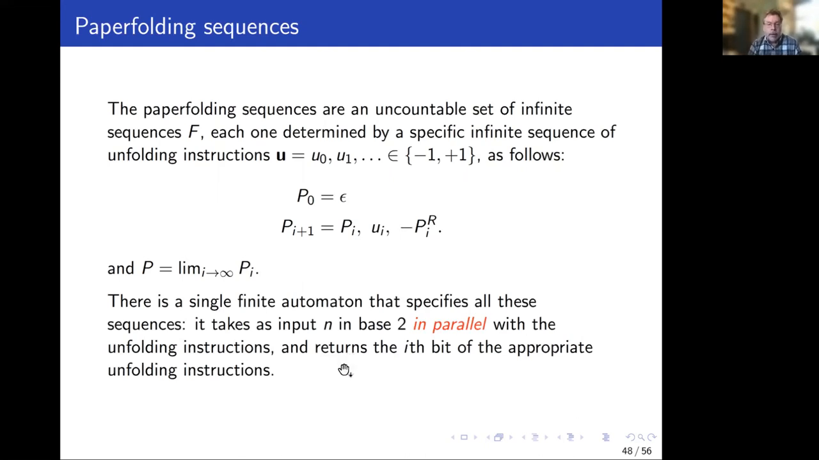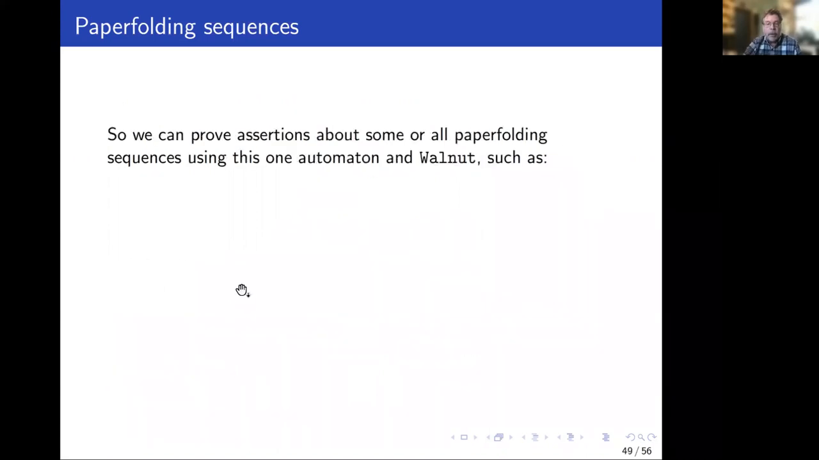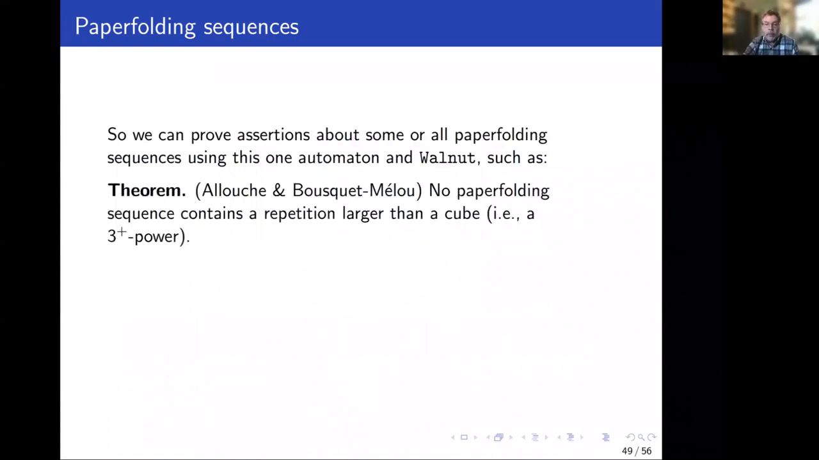Now, it turns out that there's a single finite automaton that specifies all these sequences at once. It takes as input n in base 2 in parallel with the unfolding instructions and returns the ith bit of the appropriate sequence. So we can prove assertions about some or all of them using this one automaton in Walnut.